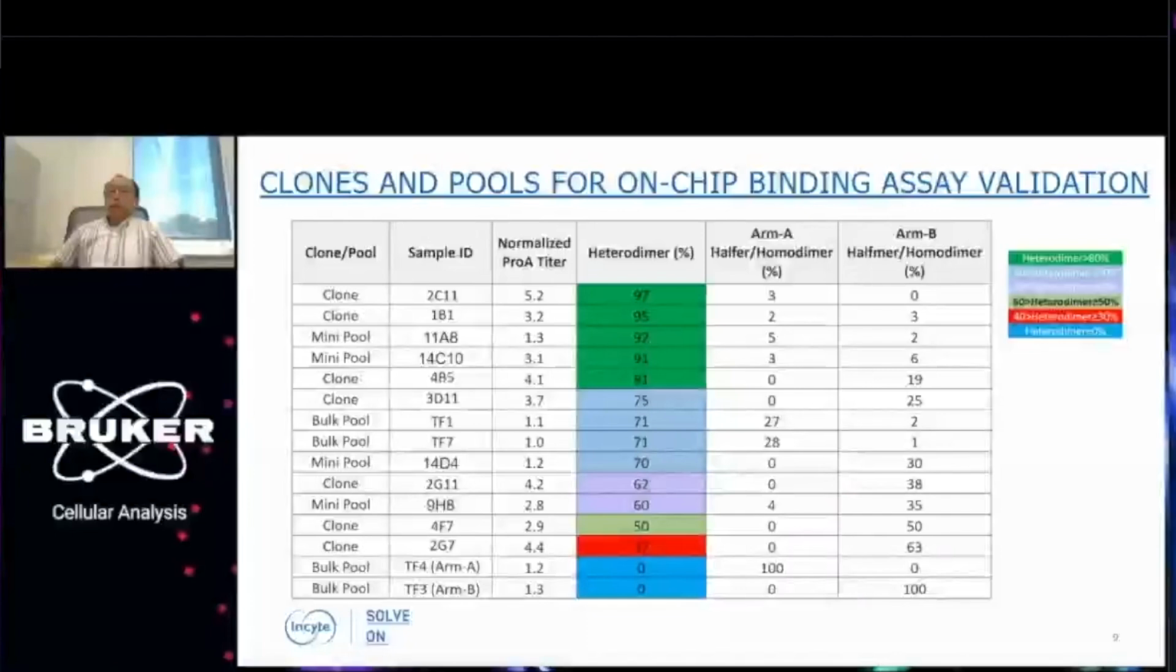TF4 can be used as a positive control for the ligand A assay and a negative control for the ligand B assay. Conversely, TF3 can be used as a positive control for the ligand B assay and a negative control for the ligand A assay. As I mentioned earlier, we use ligand A and ligand B assays to measure arm A and arm B concentration.